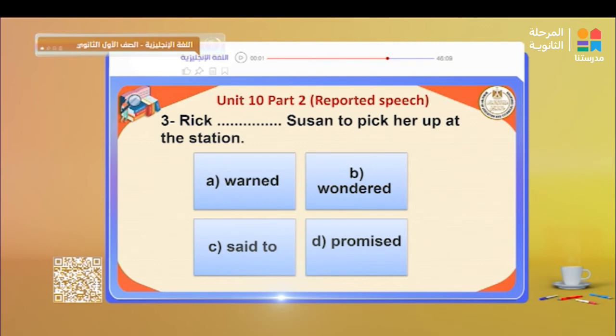Question number 3. Rick Suzanne to pick her up at the station. Rick warned, wondered, said to, promised. Of course, here Rick, in the original sentence, tells Suzanne, I will pick you up from the station. So this is a promise. So we say Rick promised Suzanne to pick her up at the station.